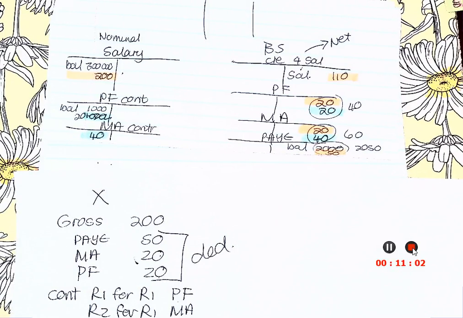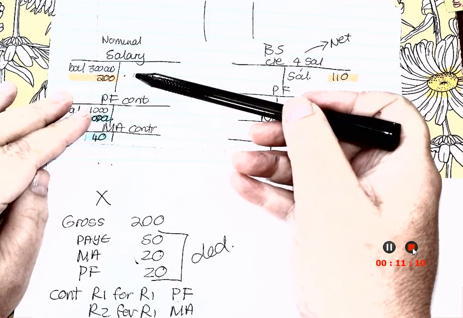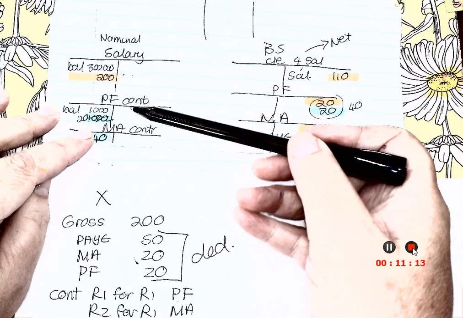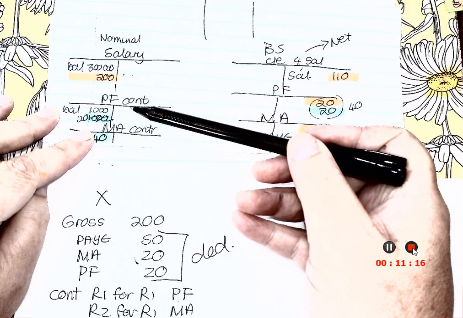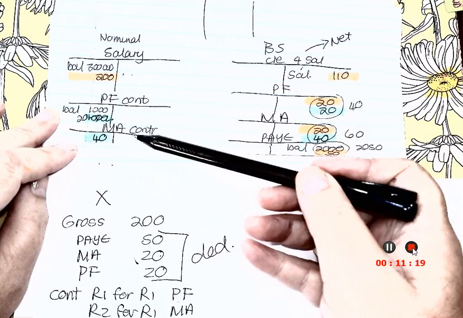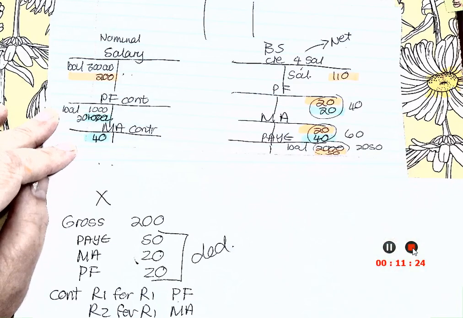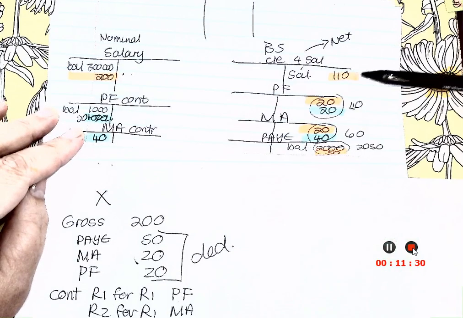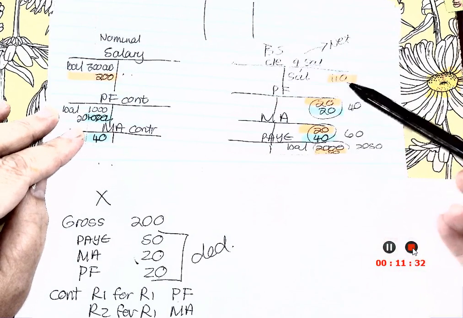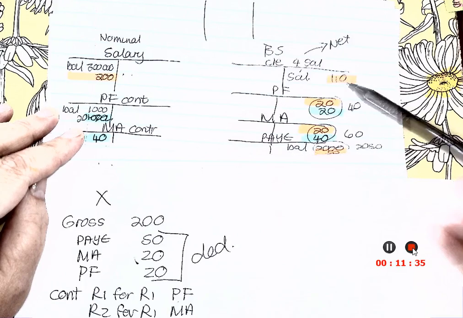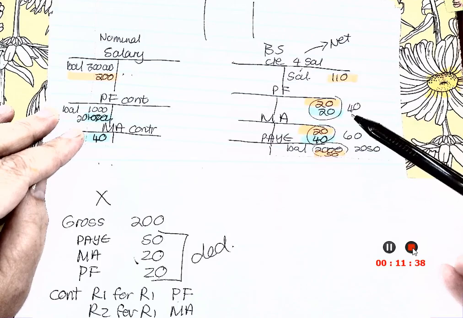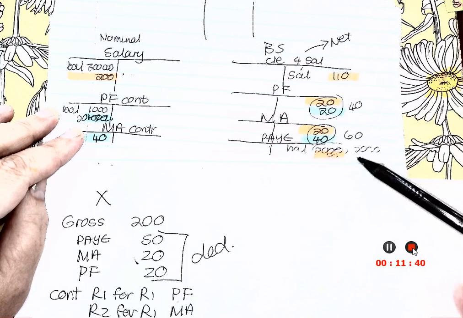So, if that thick sentence at the bottom wasn't there in question 3, if this is all the info, if I go now to my income statement, I would show salary 200. I would show pension fund contribution 20. I would show medical aid 40. You get it? When I go to the balance sheet, to payables, what will I show? Creditors for salary 110. Pension fund 40, medical aid 60, SARS 50.